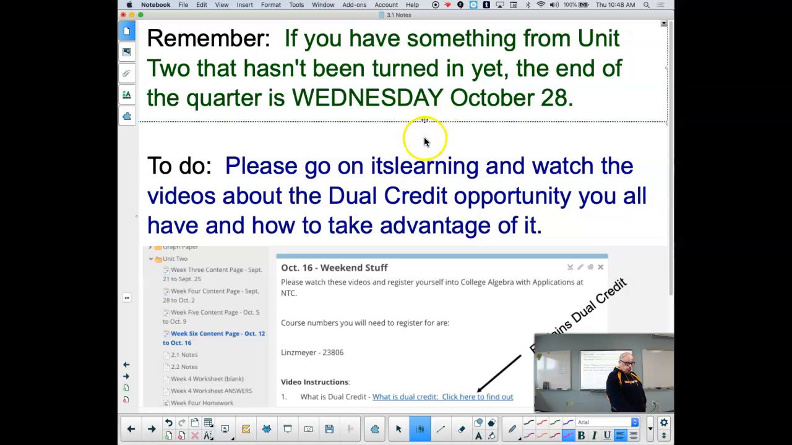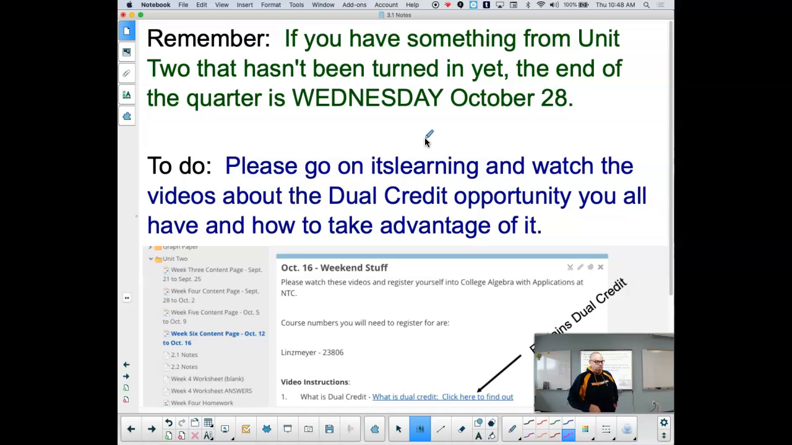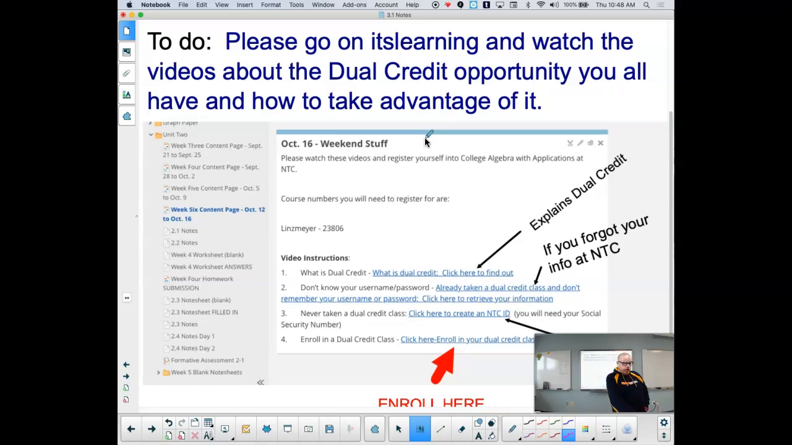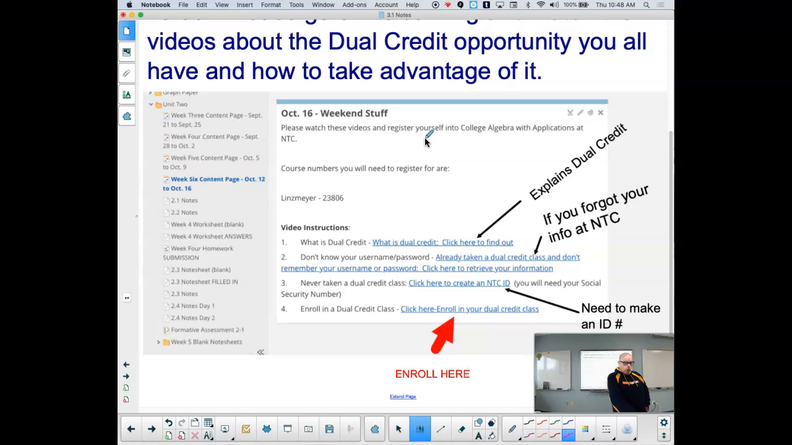The more opportunities you have, the better your chances of being successful. But what I want you to do this weekend is get registered for dual credit. This class is dual credit through the tech. You have the opportunity to get NTC credit, or college credit, I should say, that will transfer to most universities and colleges nationwide.